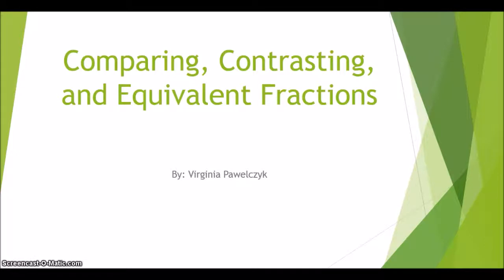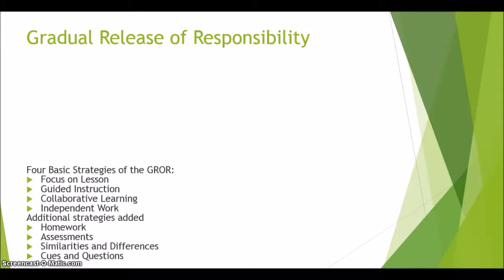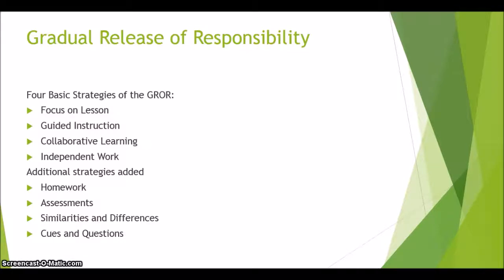I am coming to you this Wednesday, February 17, 2015 from Hills Elementary, located in Mingo Junction, Ohio. With this performance-based project, you will find the implementation of the GROR, also known as the Gradual Release of Responsibility. This model includes 4 major areas: focus on lesson, guided instruction, collaborative learning, and independent work. Also within the lesson, I implemented additional strategies: homework, assessments, similarities and differences, and finally, cues and questions.